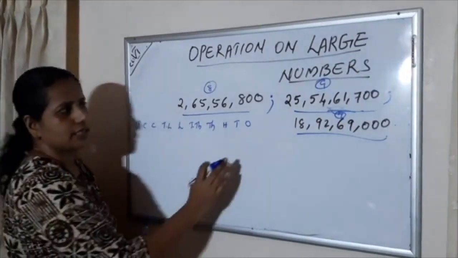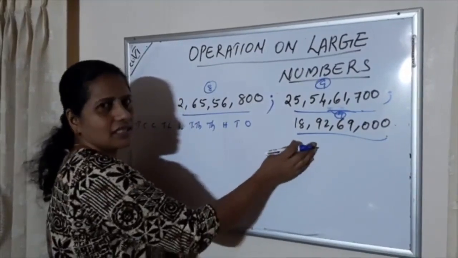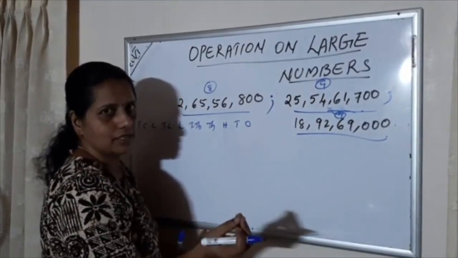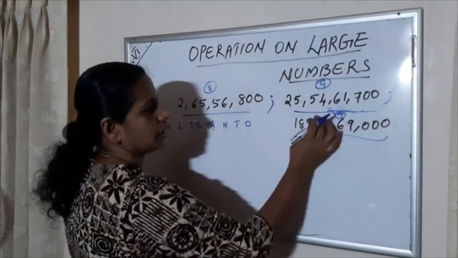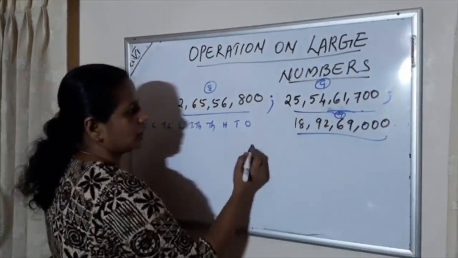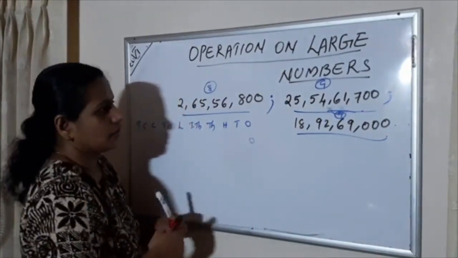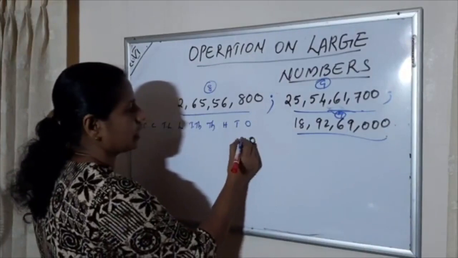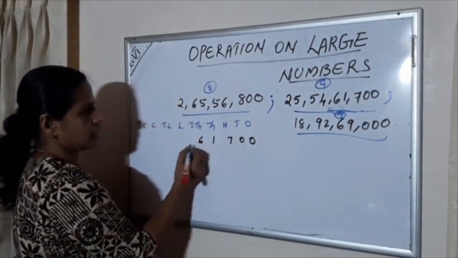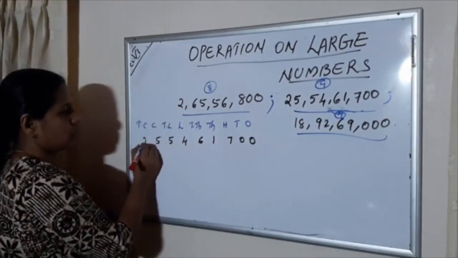After that, take the biggest number. Any number you can take, but it is easy to write the bigger-digit number first. So take any number from this. I am taking 25 crore. Write 0 in ones place and 0 again in tens place. Next 107, 1, 6, 4, 5, 5 and 2.